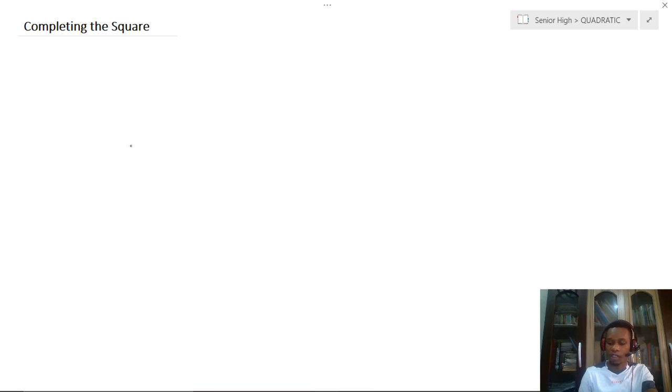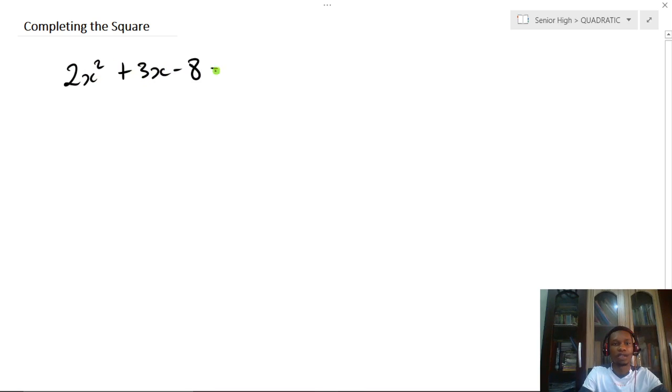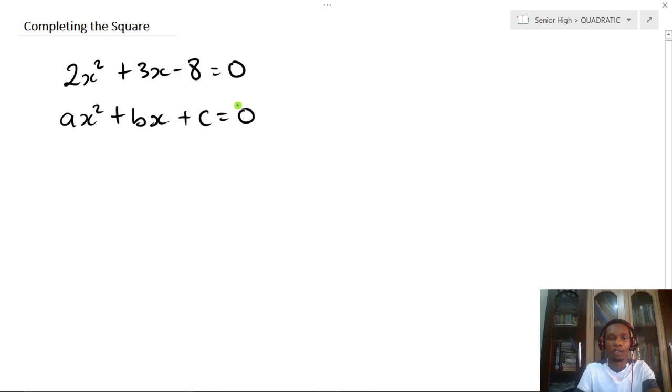Completing the square came about because we noticed that factorization could not solve every kind of quadratic equation or expression. For instance, let me give you an equation. Let's look at this question here: 2x squared plus 3x minus 8 is equal to 0. Now, remember in factorization, we know that a quadratic equation is any equation of this form, ax squared plus bx plus c is equal to 0. This is the general form.